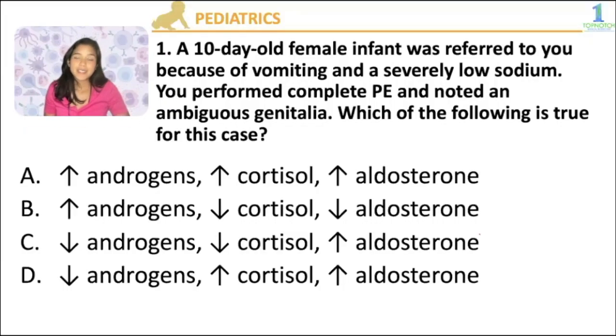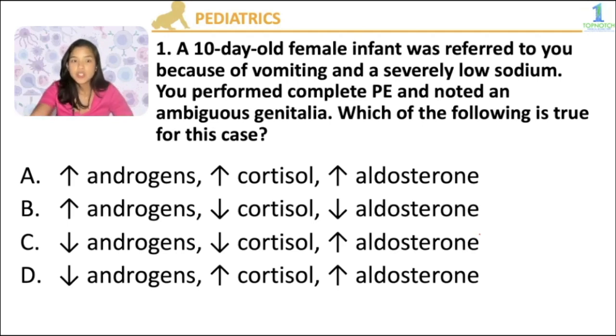First question, a 10-day-old female infant was referred to you because of vomiting and a severely low sodium. You perform a complete physical examination and noted an ambiguous genitalia. Which of the following is true for this case? So you're presented with a lot of options, either mataas or mababa ang androgen or mataas or mababa ang cortisone and aldosterone, and different combinations.